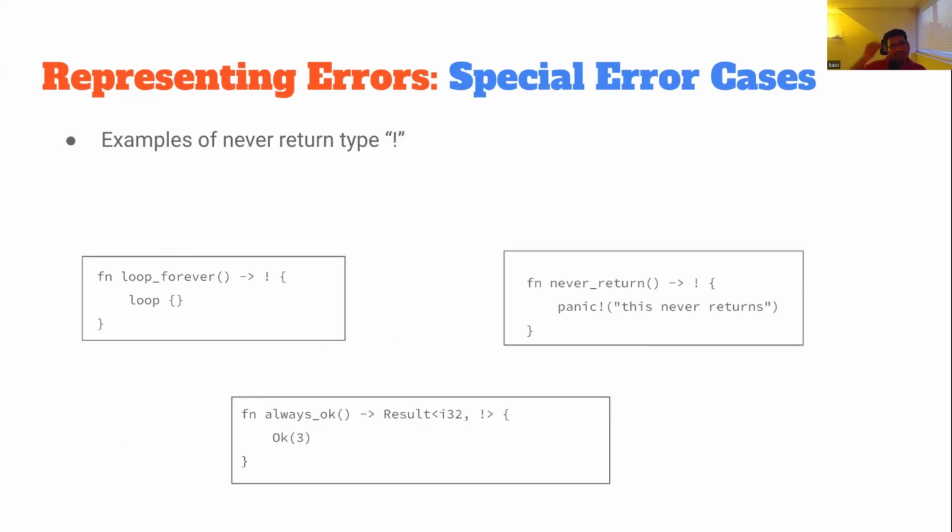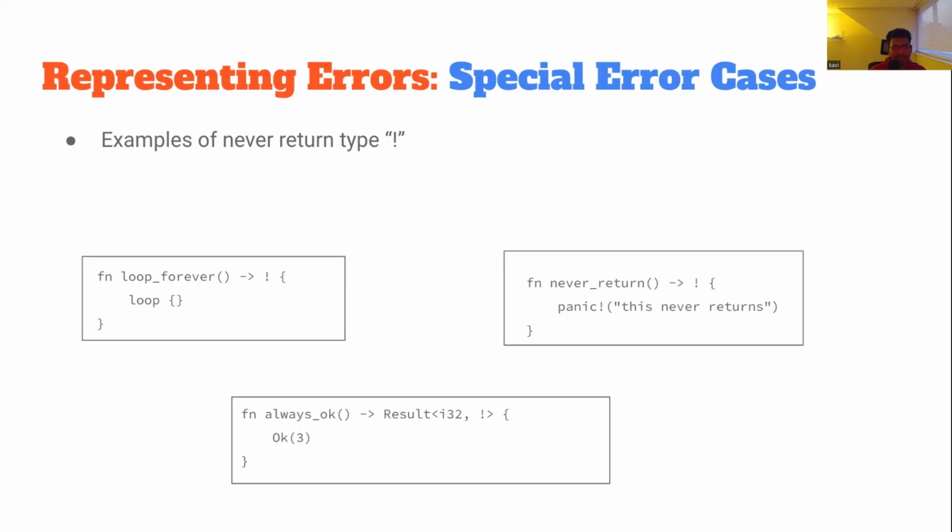Some examples for the never return type: let's say a function loops forever. This function can never return, so we just mark it as the never type. And again, if it panics, it's not going to return to the client who called this function, so again, mark it as the never type.